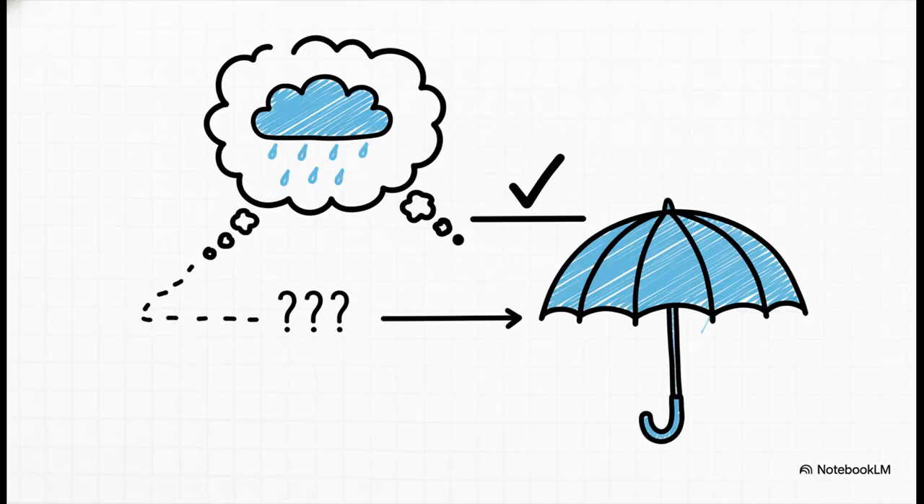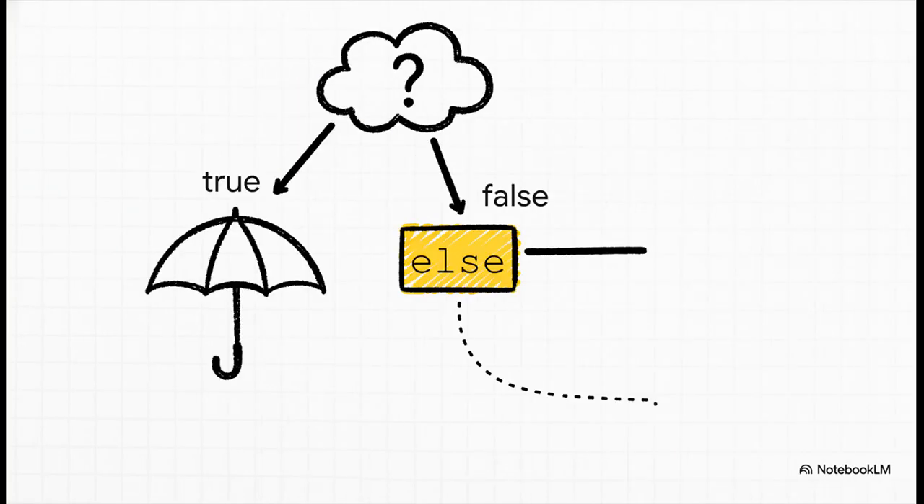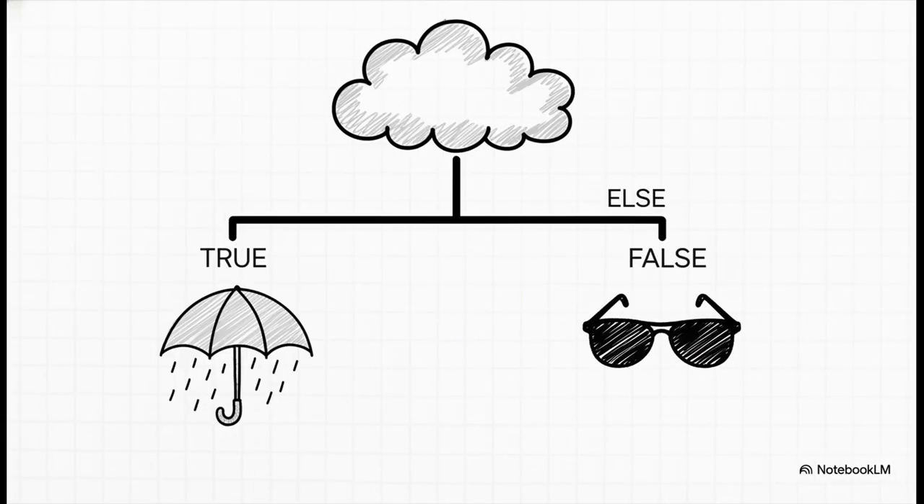Now, if the answer to that question is true, our path is clear. We execute the code in the first block, takeUmbrella. Makes sense. But what if the answer is false? Well, right now, our code doesn't have a plan B. It just does nothing. To handle that false case, we add a new keyword right after that first code block, else. The easiest way to think about else is that it just means otherwise. So we're saying, if it's raining, do this. Otherwise, we give it a totally different block of code to run instead.